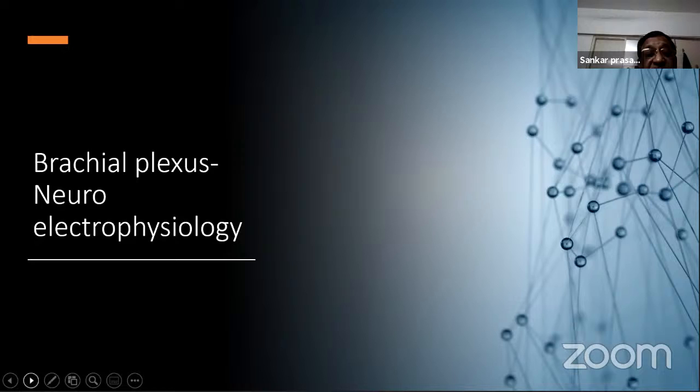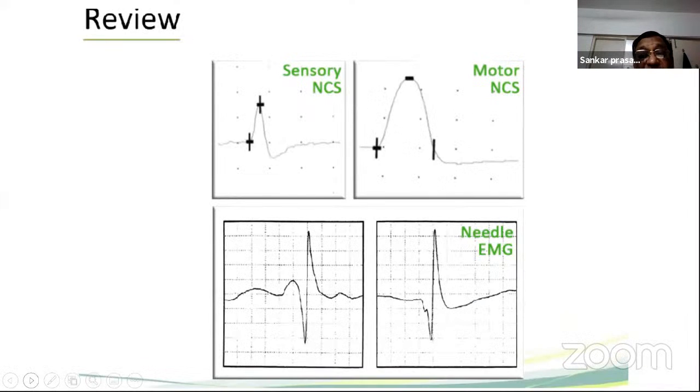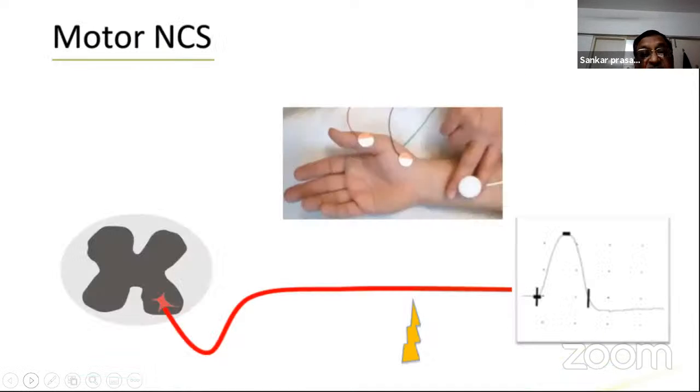And in general, what is electrophysiology? What we do, we know sensory nerve conduction studies, motor nerve conduction studies, and needle EMG. And after doing nerve conduction studies, why should we do EMG? That's a question which we'll try and answer. We'll go a bit deep into needle EMG in this class, because I didn't cover it in the last lumbosacral plexus class.